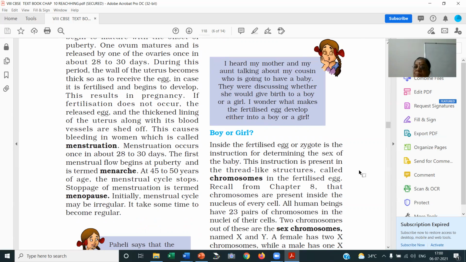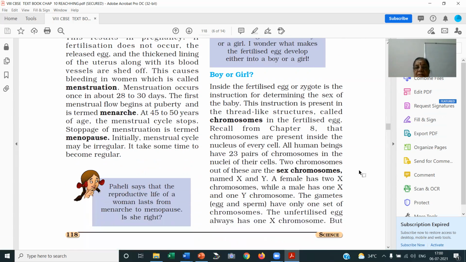I hope you follow. The next one, we have learnt about sex determination. In humans, there are 23 pairs of chromosomes. In that, 22 pairs are called autosomes and 1 pair is called the allosome, which is the sex chromosome. Female is represented by XX and male is represented by XY. I hope you remember this.